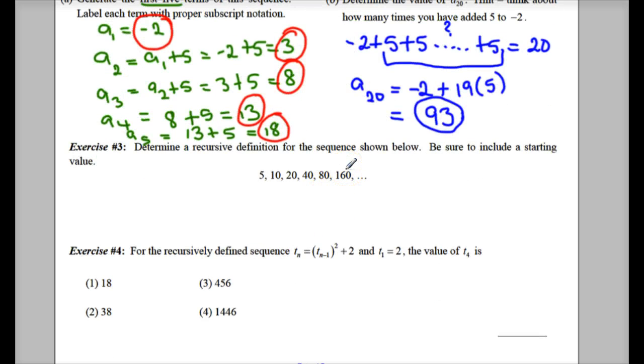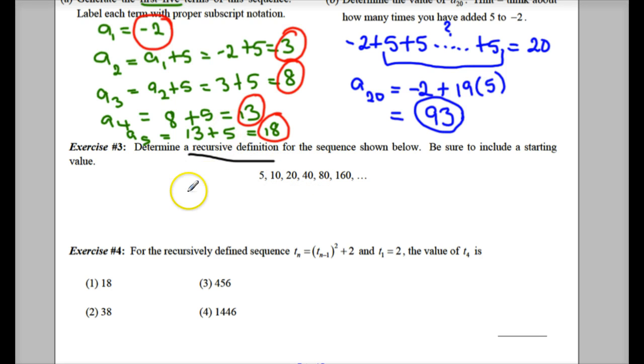Now, on the Regents, they like to give you a sequence and say, try to determine what is happening here. So for example, determine the recursive definition. Once they say recursive definition, it means it has to do with something from the previous. So if you look at this, 5, 10, 20, 40, 80, 160, what does it look like? You can see that each term is twice the previous. So 5 times 2 is 10, 10 times 2 is 20, and so forth.